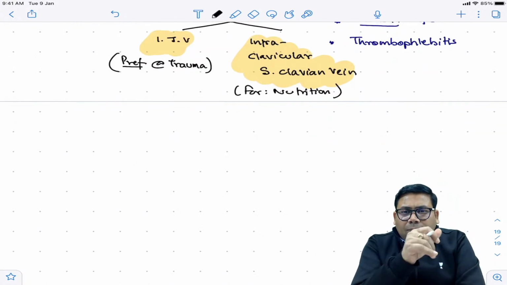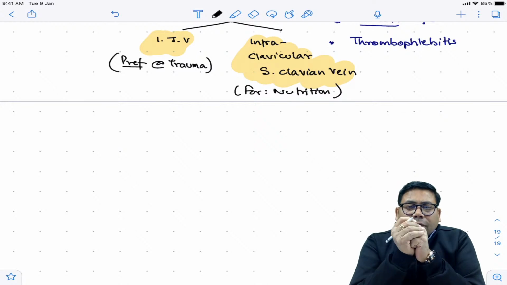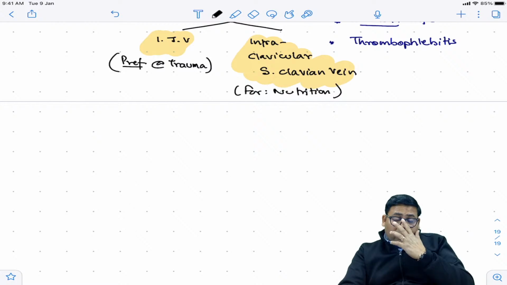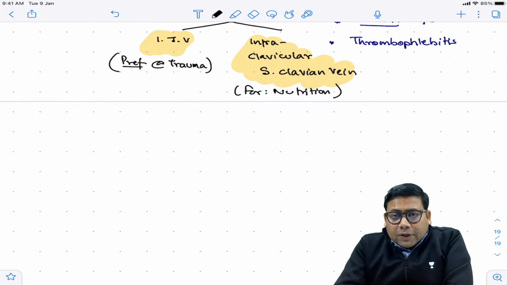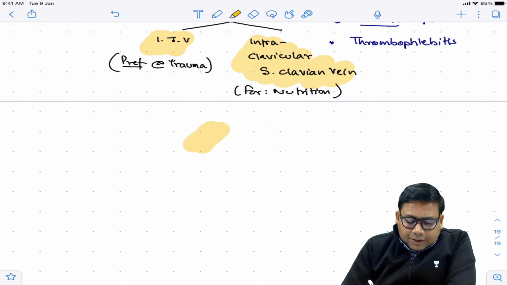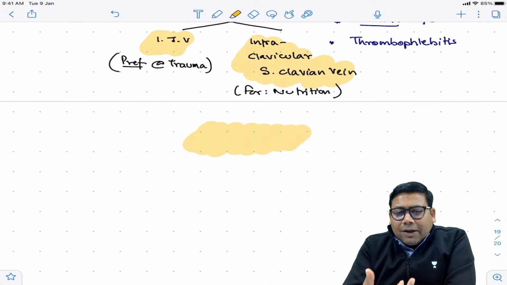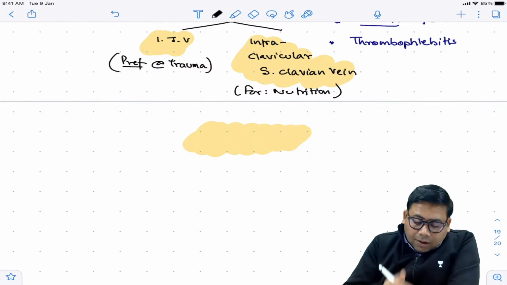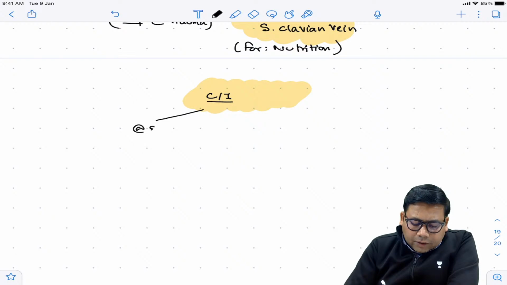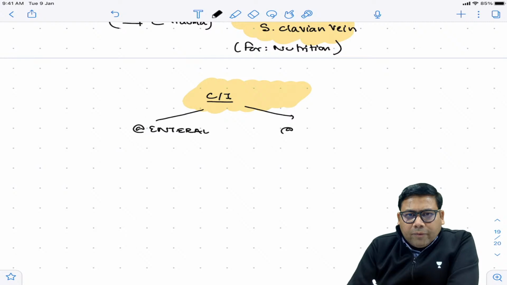Now, we keep on mugging because there are a lot of questions asking what is the route of choice in this case. Always remember, in the majority of cases we go for enteral until and unless it is contraindicated. So rather than mugging up the indications of enteral versus parenteral, it's better to understand the contraindications to enteral nutrition and to parenteral nutrition, and they're very, very important. So enteral versus parenteral, let us try to understand these things.